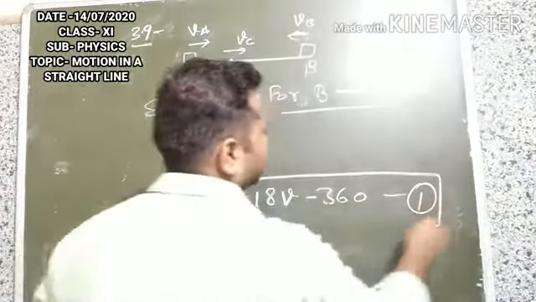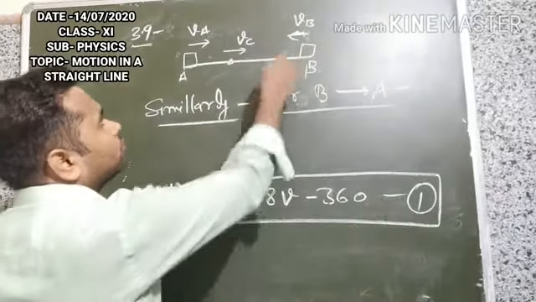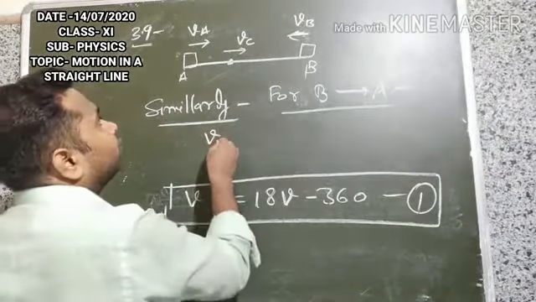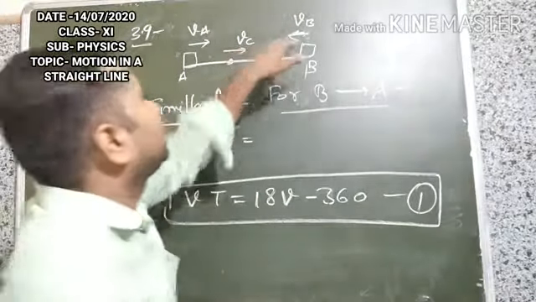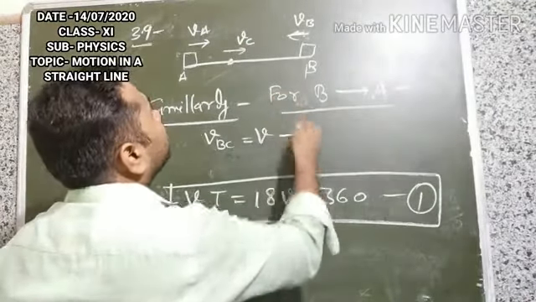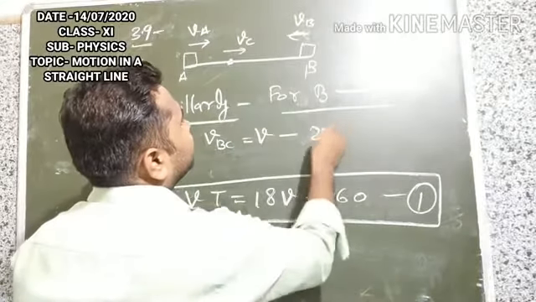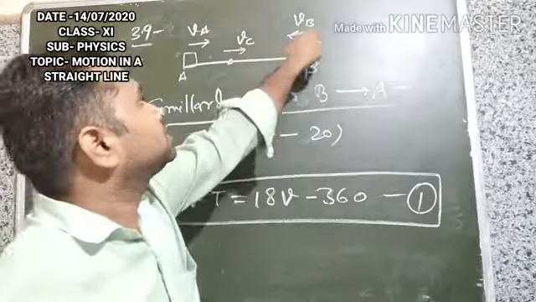This is the equation we will use here. Now, for B to A, what will we use? Relative velocity of bus with respect to cyclist is VBC. Now see here, VB velocity is V, and minus VC is, this is V. This is 20. But what is the direction of bus starting from B?